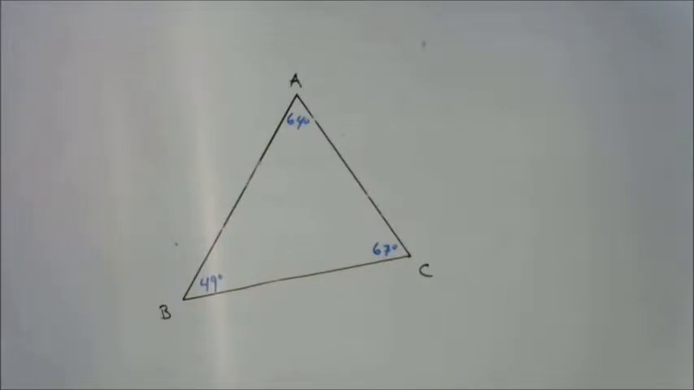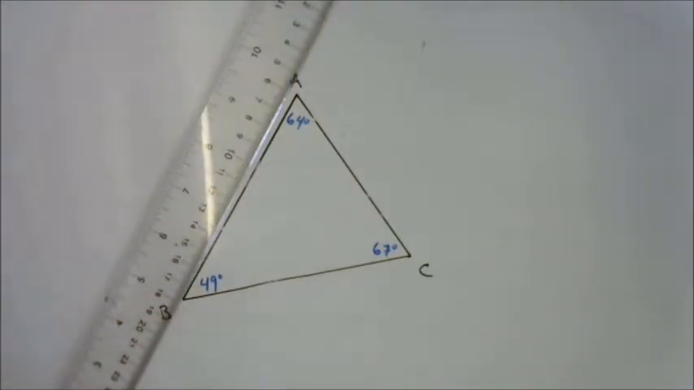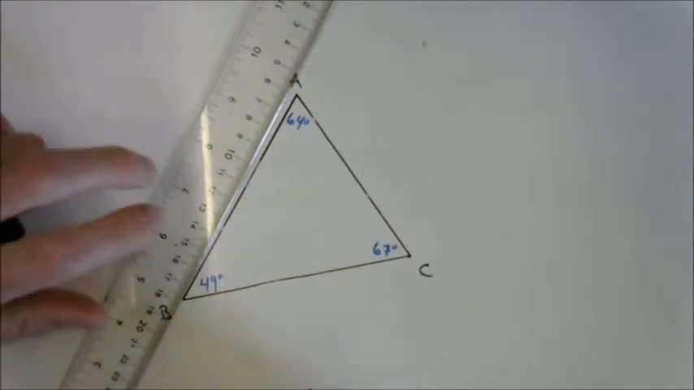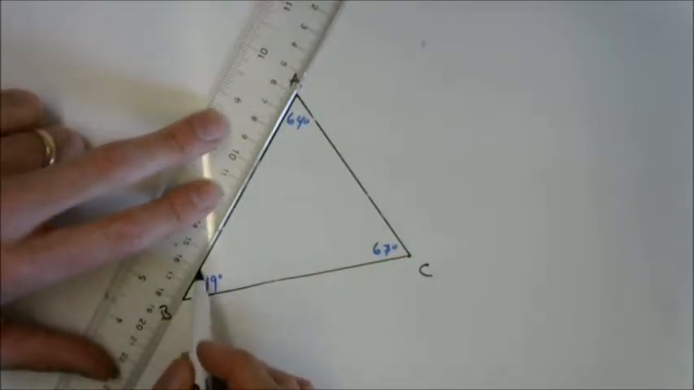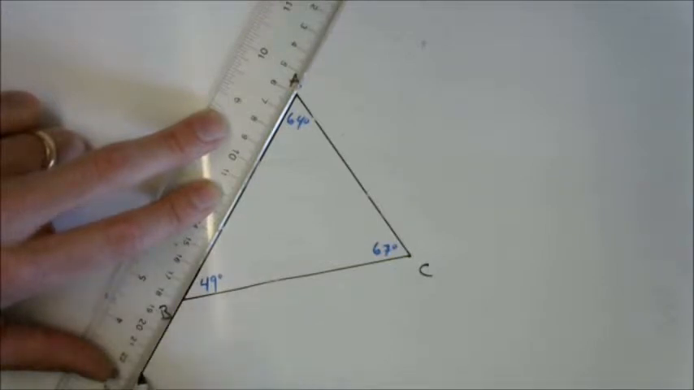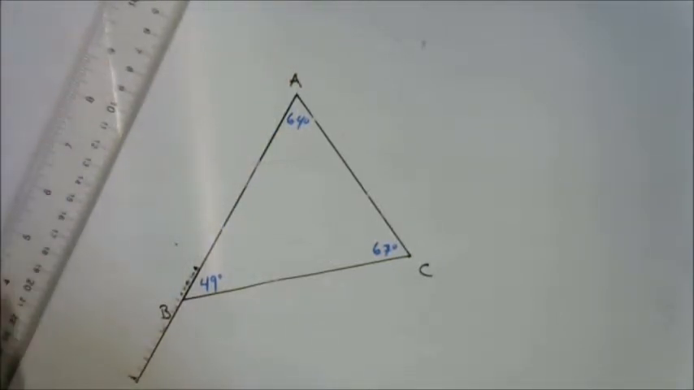We're looking at number 3. It says, at each vertex, extend one side of the triangle to form an exterior angle. So we're using your ruler again, and you can use a couple different colors if you want to. But we're going at one vertex. I'm looking at B first, and I'm going to just extend the side AB.